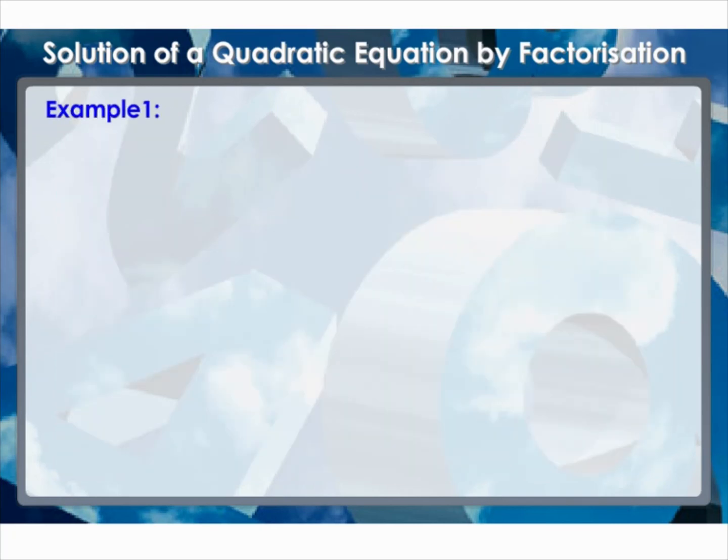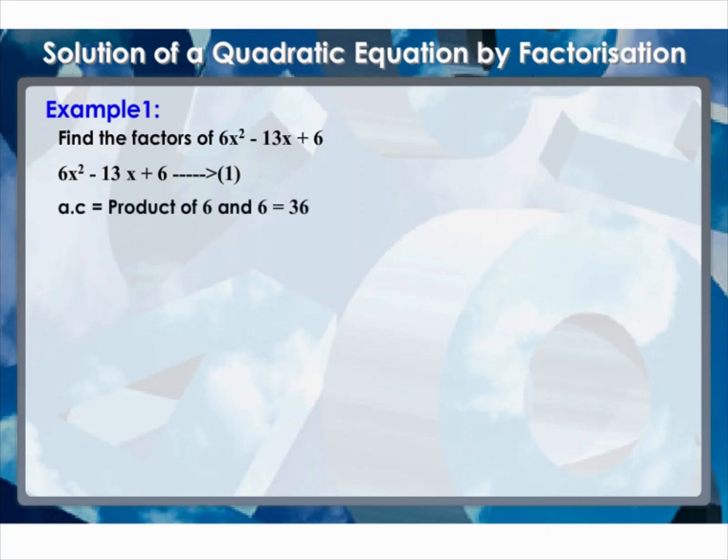We've already learned how to factorize a quadratic polynomial by splitting the term. Now we will extend this to quadratic equations. Let's consider some equations. Find the factors of 6x squared minus 13x plus 6. 6x squared minus 13x plus 6 is equation 1. AC, a dot c, is equal to the product of 6 and 6, that's equal to 36. Factors of 36 are 2 and 18, 3 and 12, 4 and 9.